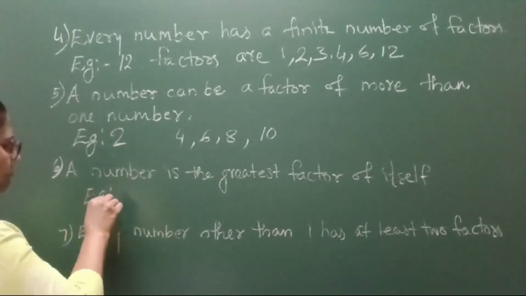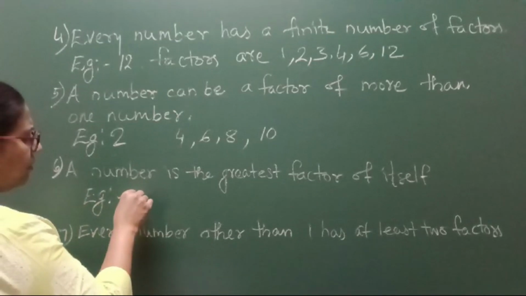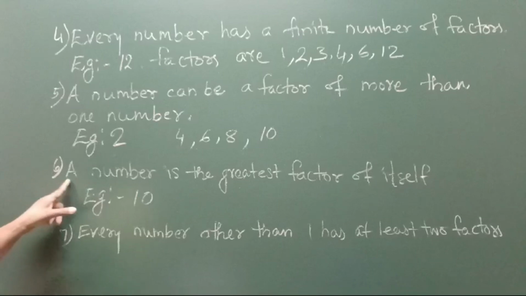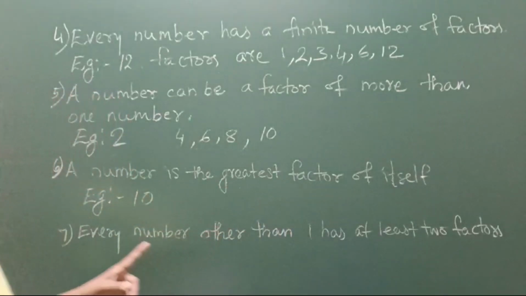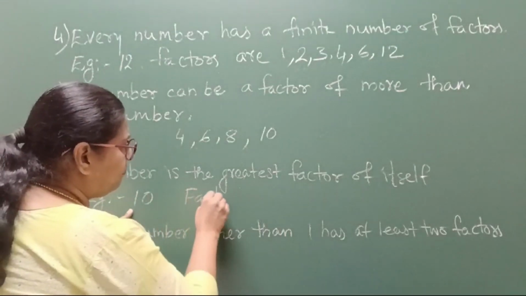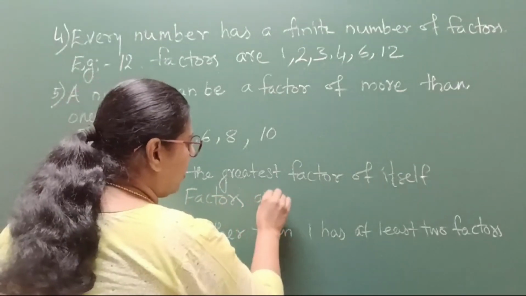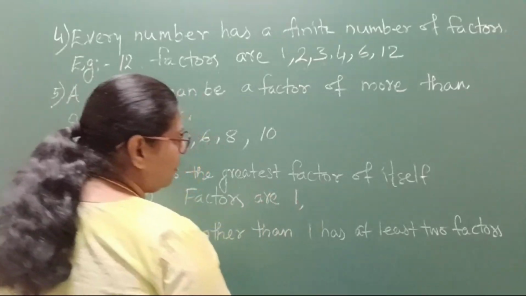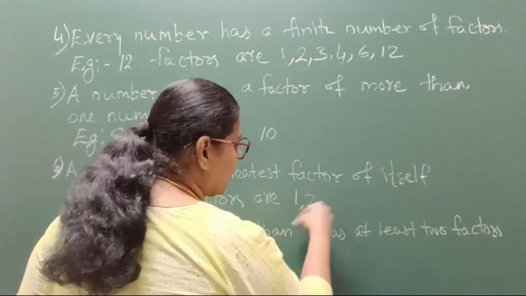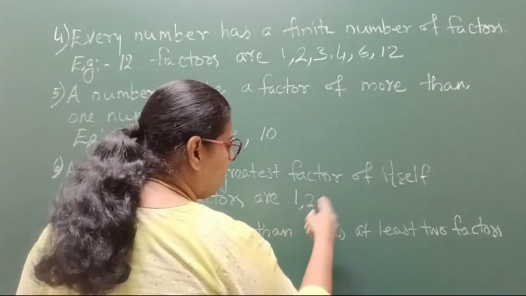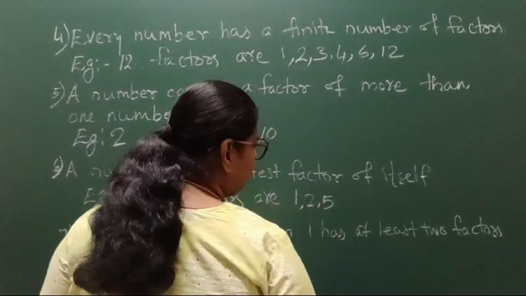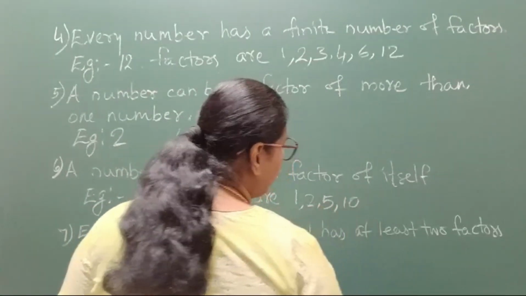Example, a number, say 10. A number is the greatest factor of itself. Number 10's factors are 1, 10s are 10, that's why 1. Then next is 2 5s are 10, so 2 is another factor. Then 5 2s are 10. Then 10 1s are 10.